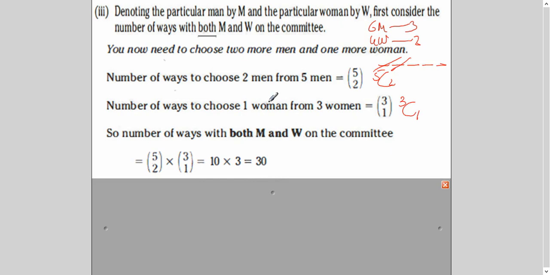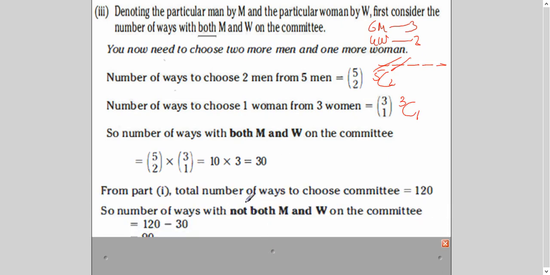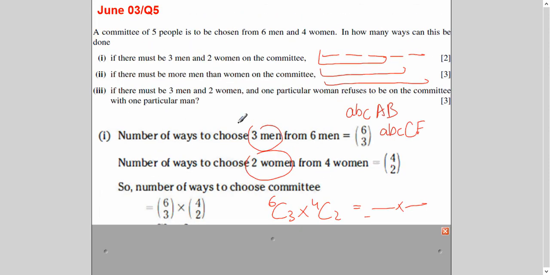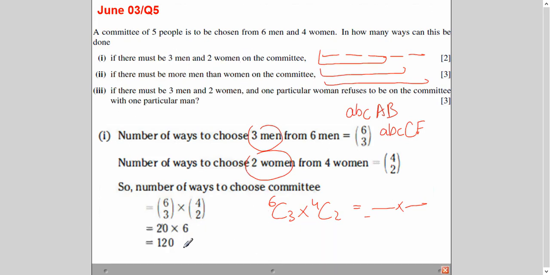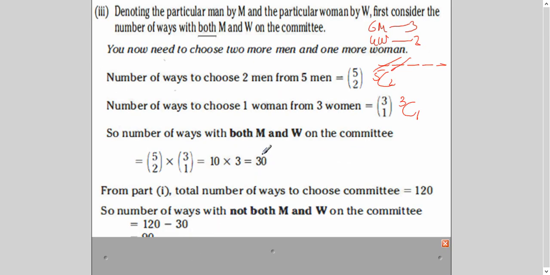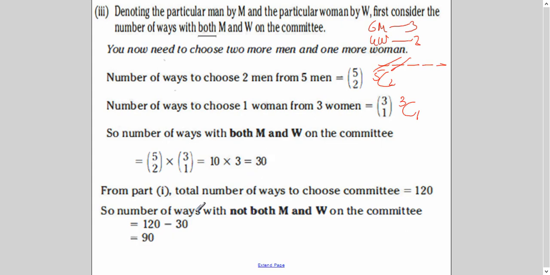Now we actually want the cases when they are not there together. So what is the total number? How did you calculate the total number? In part 1 you did this, straight away 3 men and 2 women. So what was the answer of part 1? 120. So from the part 1 answer, you are subtracting the cases when they were together on the committee. So the remaining cases are those when either one of them is present. So 90.